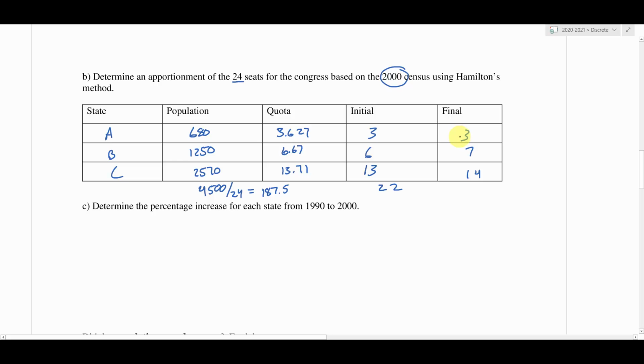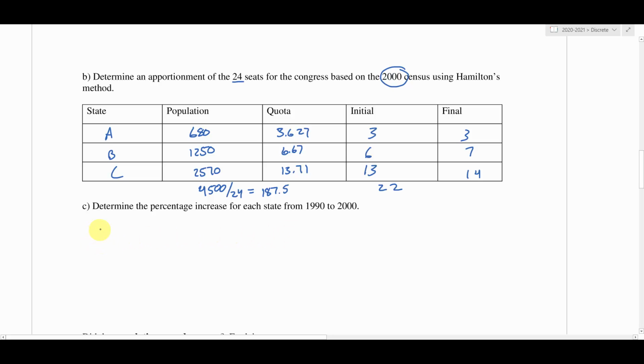a representative here, and I don't know if that's really a problem or not yet, because you could lose a representative if your population changes or it doesn't grow fast enough. And other states grow faster than you, then they're going to end up getting more representatives to represent the increase in their population. So one of the things that we need to do to analyze whether or not there is actually a problem here is we need to look at the percentage increase for each state.